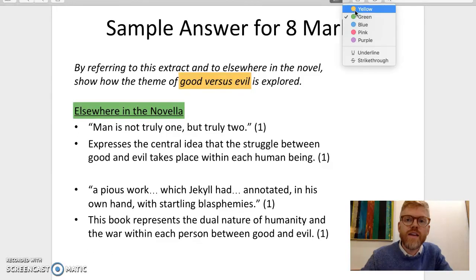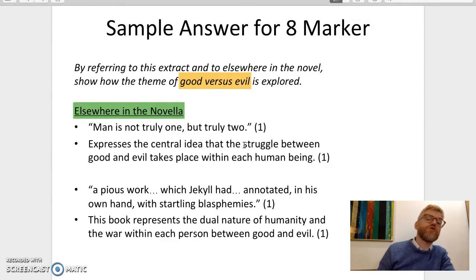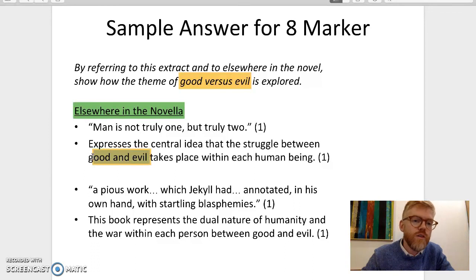And you'll see again, man is not truly one but truly two is my quote from somewhere else in the novel. I think that's a really useful quote, by the way, to learn for this part of the paper, because it's just useful for so many different responses. It can be useful for theme, for character, for all kinds of different things. But expresses the central idea of the struggle between good and evil. There's my key phrase that takes place within each human being.